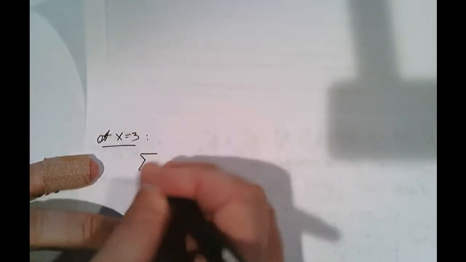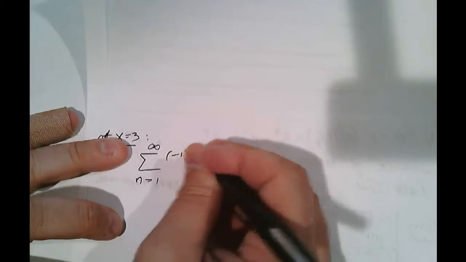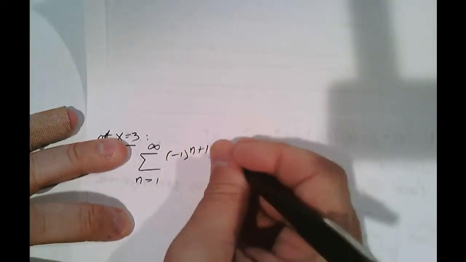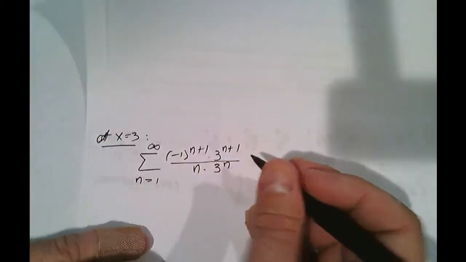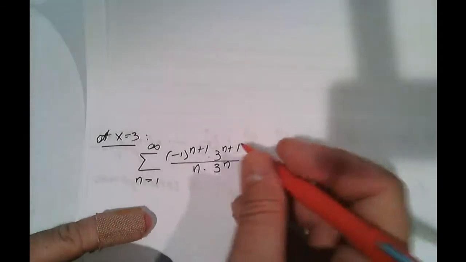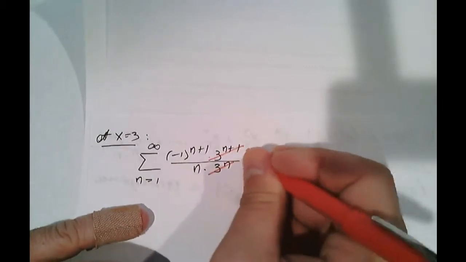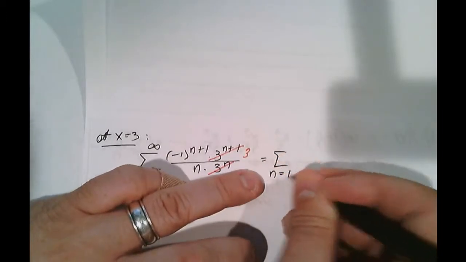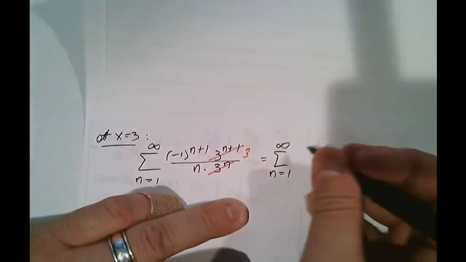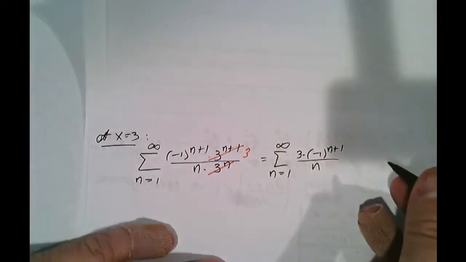At x equals +3, our series looks like this. We're going from 1 to infinity, -1 to the n plus 1, 3 to the n plus 1, over n times 3 to the n. Okay, 3 to the n plus 1 in the numerator, 3 to the n in the denominator. Again, cancellation, leaving a 3 in the numerator. And what we have now is we're going from 1 to infinity, 3 times -1 to the n plus 1 all over n.